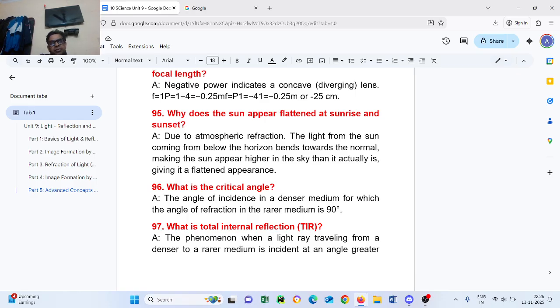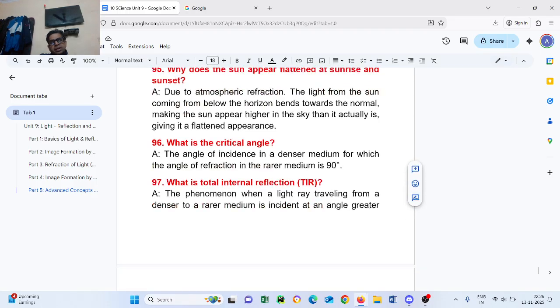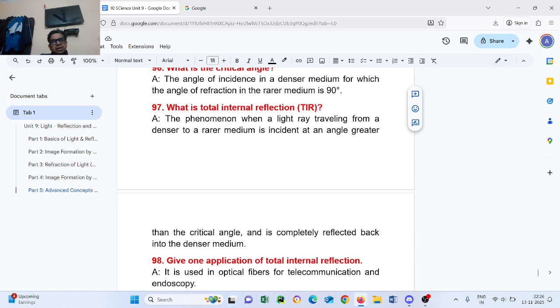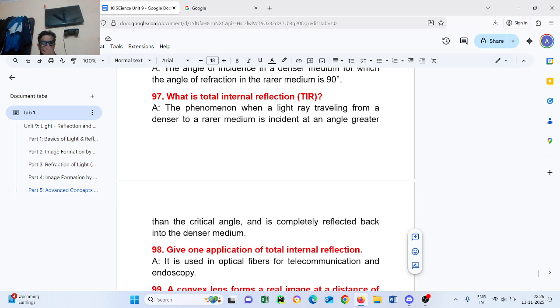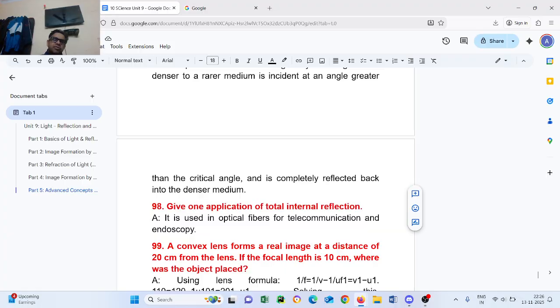Question number 97. What is total internal reflection, TIR? The phenomenon when a light ray traveling from a denser to a rarer medium is incident at an angle greater than the critical angle and is completely reflected back into the denser medium. Give one application of total internal reflection. It is used in optical fiber in telecommunication and endoscopy.